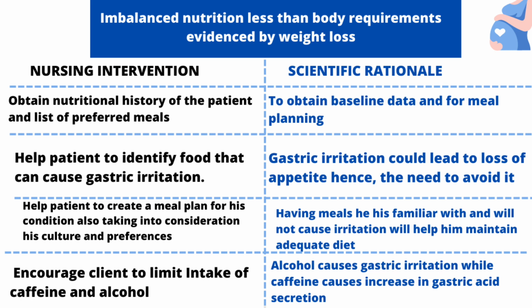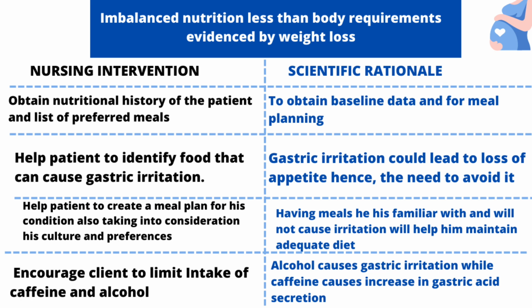Next thing is to help the patient create a meal plan for his or her condition, and you also have to take into consideration their culture and food preferences when creating a meal plan. And the scientific rationale is that having meals that the patient is familiar with and will not cause irritation will help him maintain adequate diet. You're eating food that will not cause gastric irritation, and there is also food that you can relate to, possibly because of your culture or your ethnic background. That way you get to eat well.